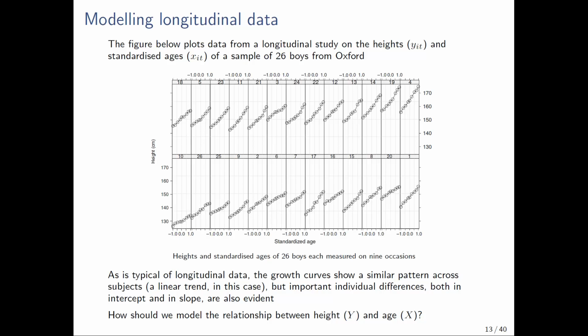So the question is, how should we model the relationship between height and age? How do we go about modeling this data where there's clear dependency for each individual, but there's a broadly similar structure of pattern in growth over time, that is to say, slopes that are increasing?